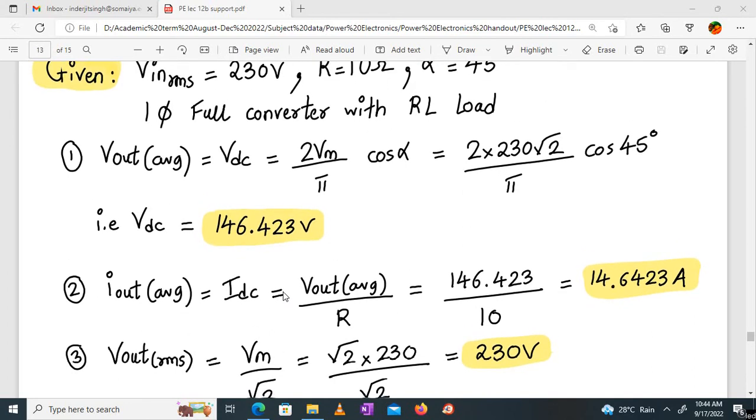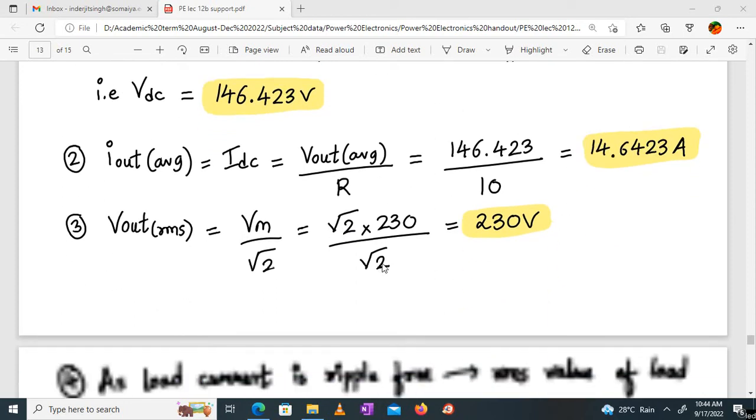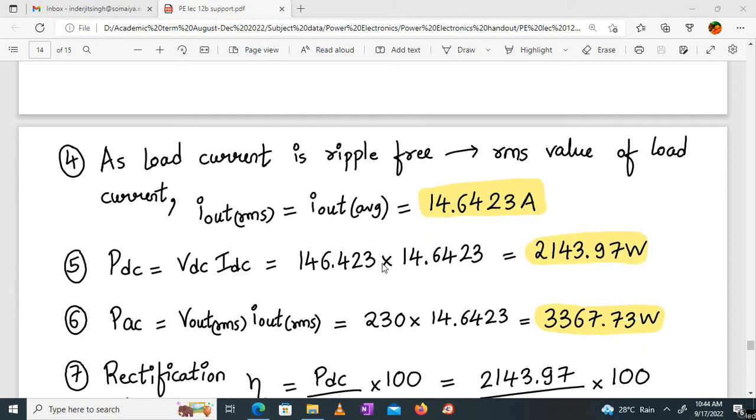Now for a single phase full converter with RL load, we have derived earlier that V out RMS comes out to be Vm by root 2. So that will be root 2 times 230 divided by root 2, which means the V out RMS value is 230 volt. Next, we find the value of I out RMS. As the load current is ripple free, the RMS value of the load current is equal to the average value of the load current, which is 14.6423 amperes.